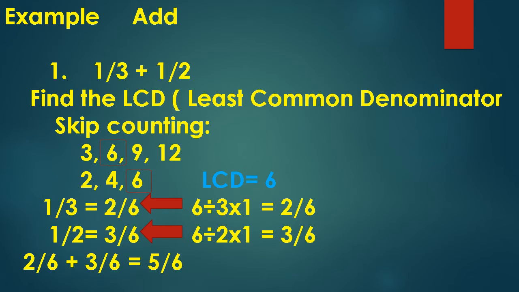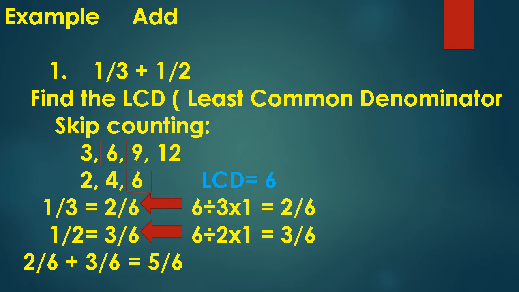Another example. Number 1, 1/3 plus 1/2. So this is a dissimilar fraction. So we are going to find the LCD or the least common denominator. We can do it by skip counting by 3: 3, 6, 9, and 12. Then skip counting by 2: 2, 4, and 6. So 6 is the least common multiple of 3 and 2. So 6 is the LCD.